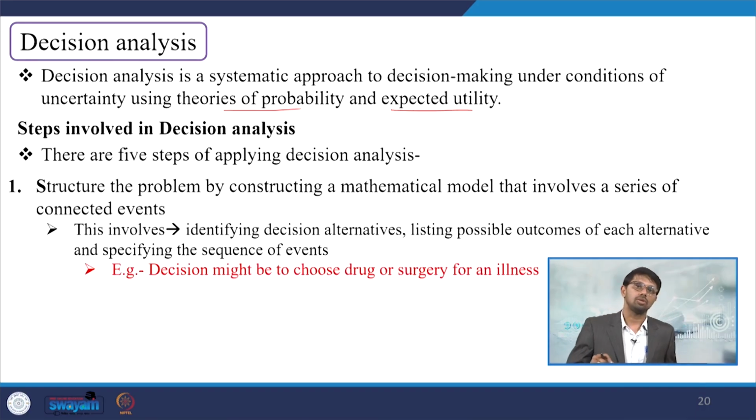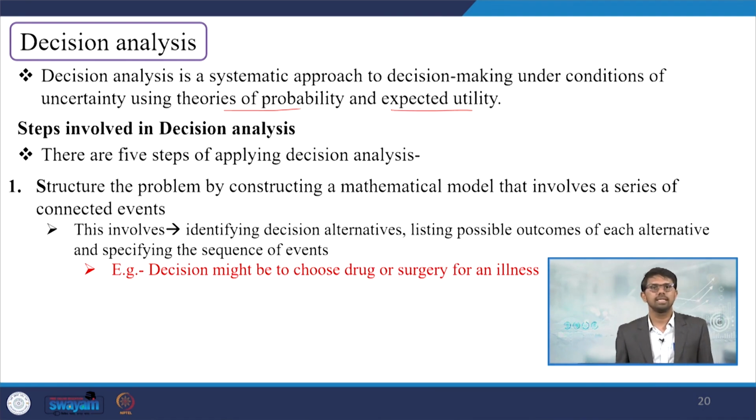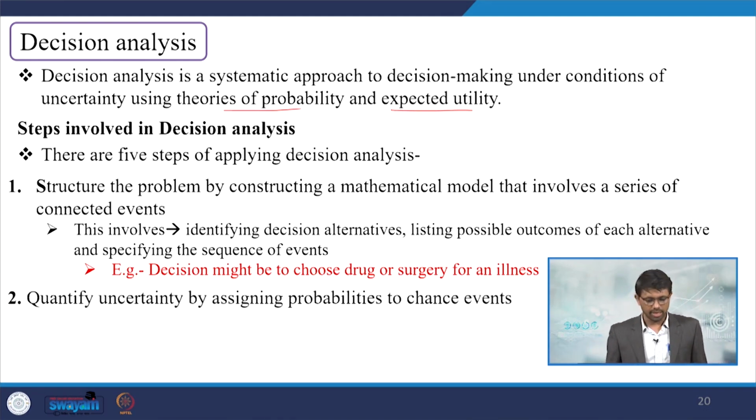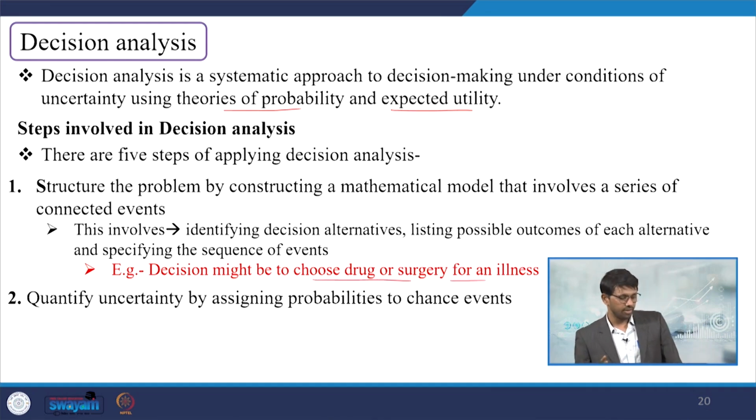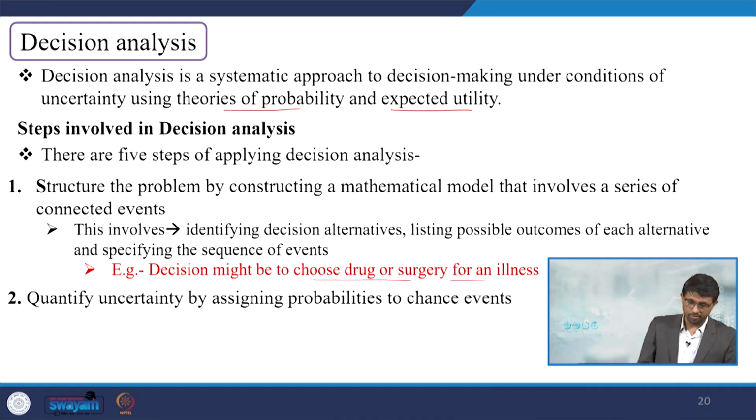First is to structure the problem by constructing a mathematical model that involves a series of connected events. This involves identifying decision alternatives, listing possible outcomes of each alternative, and specifying the sequence of events. For example, the decision may be to choose drug or surgery in an illness. In the case of surgery or choosing a drug, we require a number of decisions at different times and different levels.